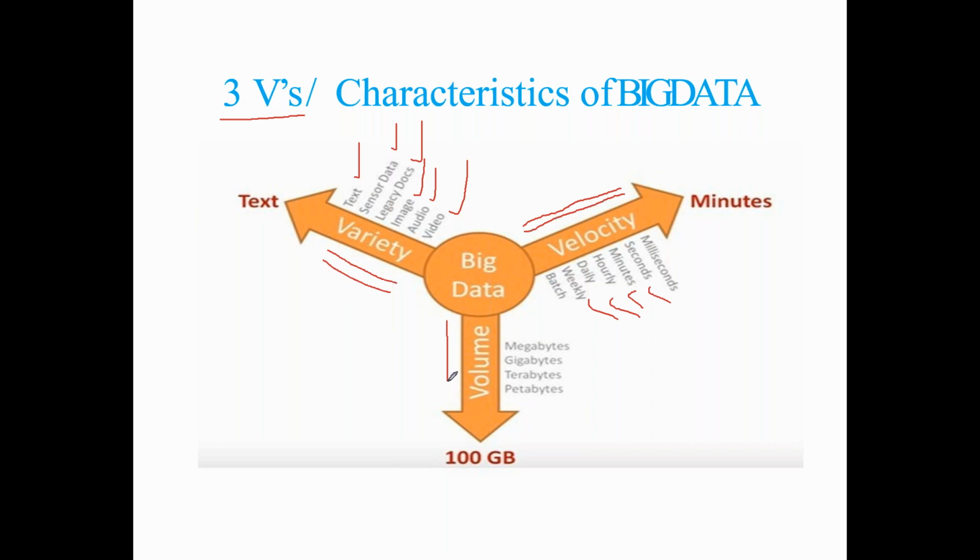Coming to the third V, volume. Volume refers to the quantity or size of the data. Again, the data that is getting generated might be in megabytes, gigabytes, terabytes, or petabytes. If all these 3 V's happen together, that's where we call it a big data problem.